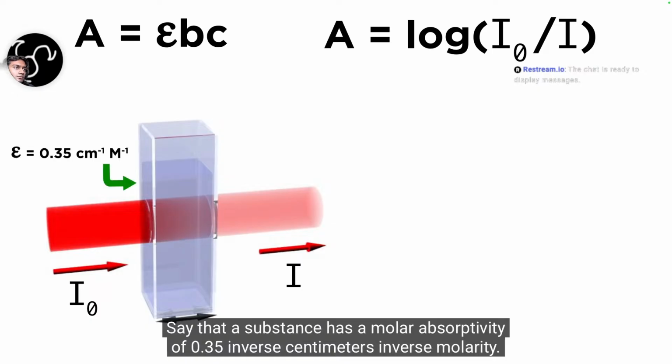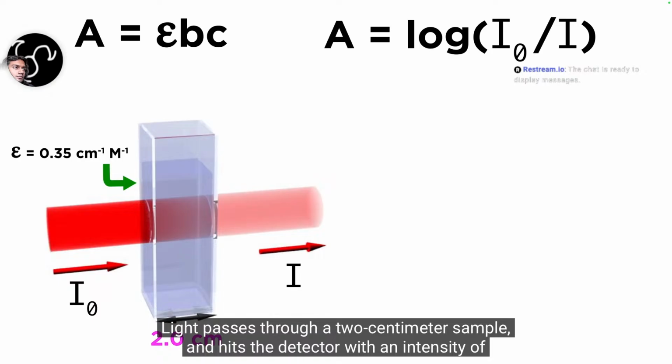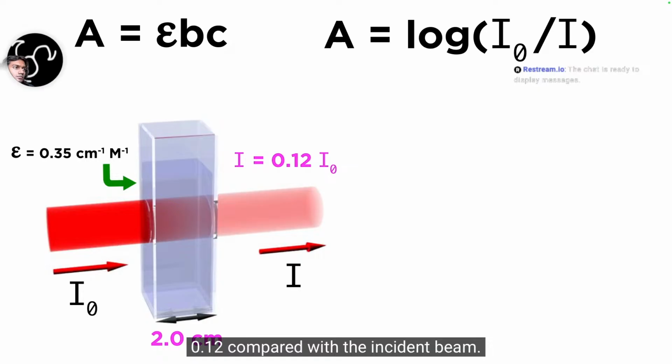Say that a substance has a molar absorptivity of 0.35 inverse centimeters inverse molarity. Light passes through a 2 centimeter sample and hits the detector with an intensity of 0.12 compared with the incident beam. What is the concentration of the sample?